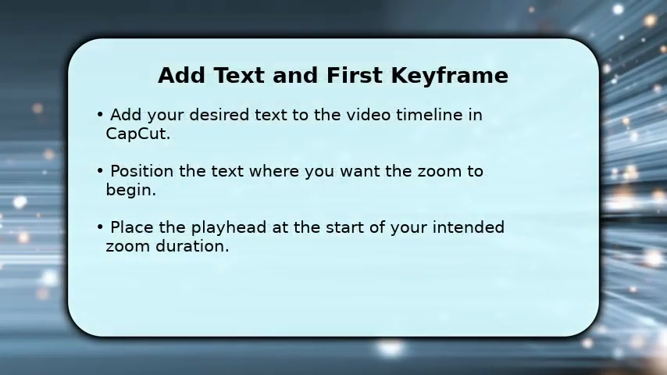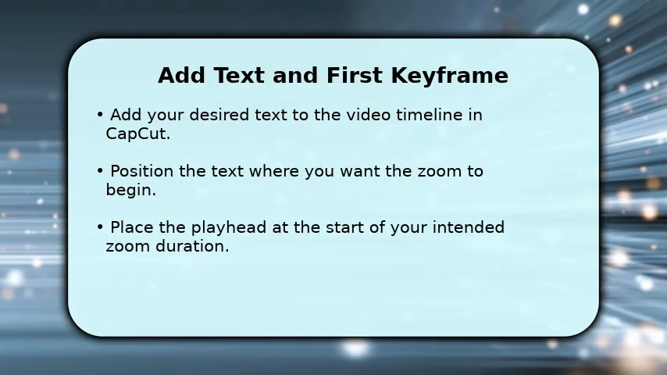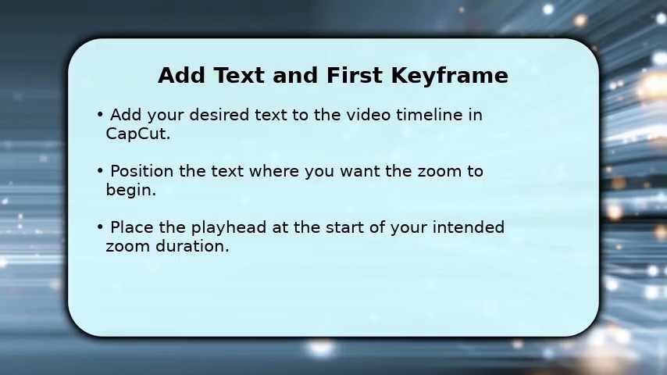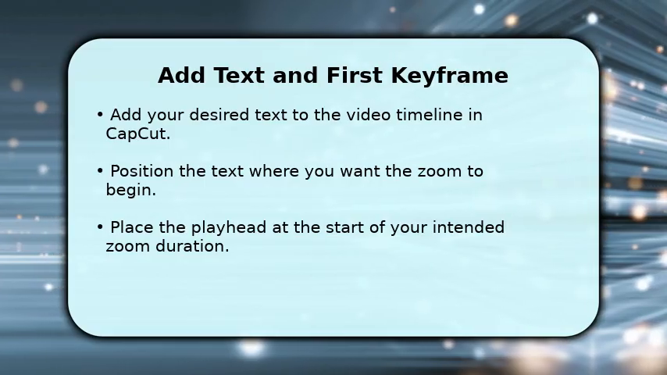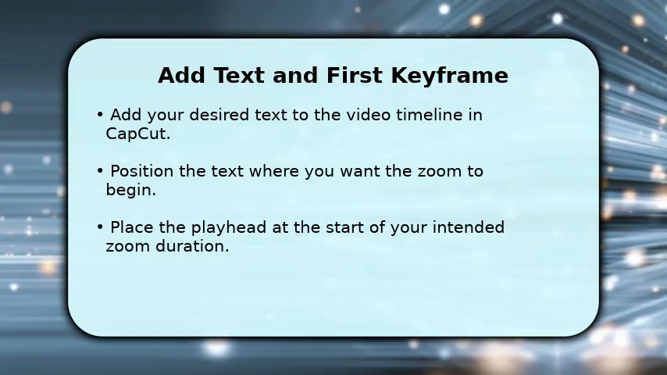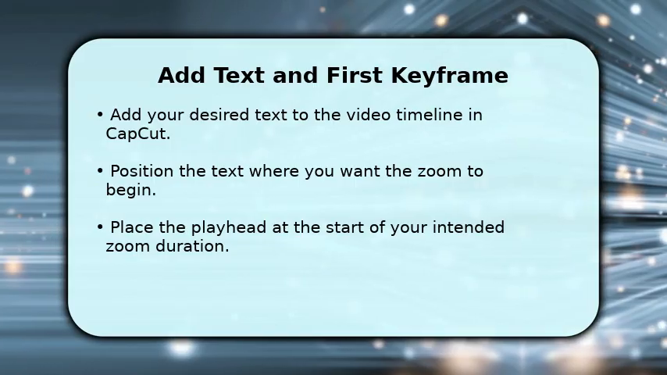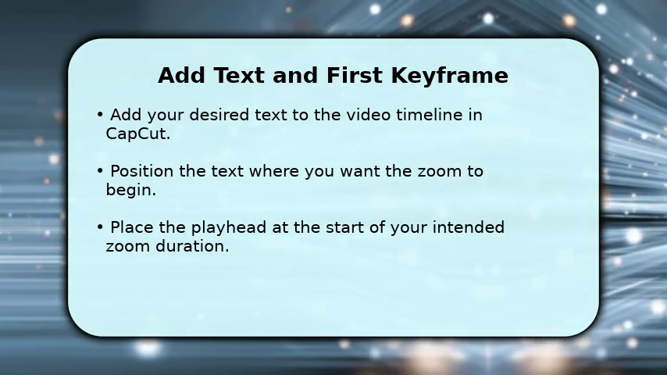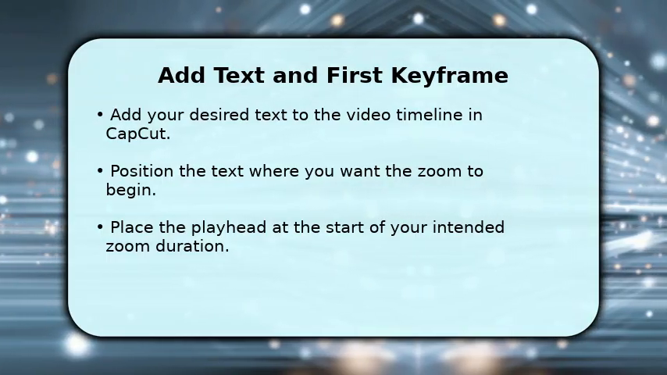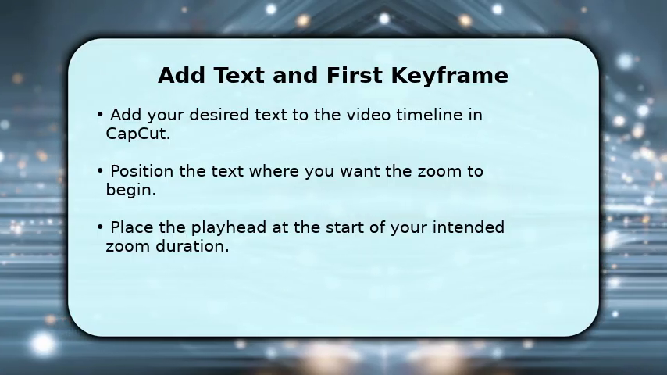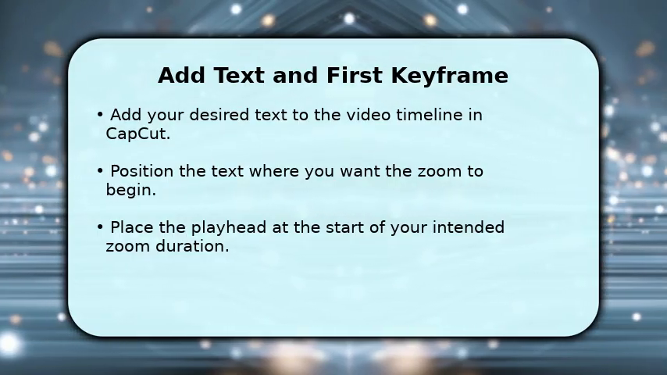To begin, add your text to the timeline and position it exactly where you want the zoom to start. Next, move your playhead to the precise moment you wish the zoom animation to commence. With the text layer selected, navigate to the Basic Properties panel. Locate the Scale option and click the diamond-shaped keyframe icon to set your first keyframe. This marks the starting point of your text size.